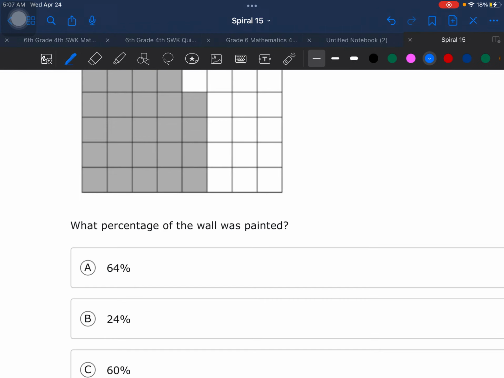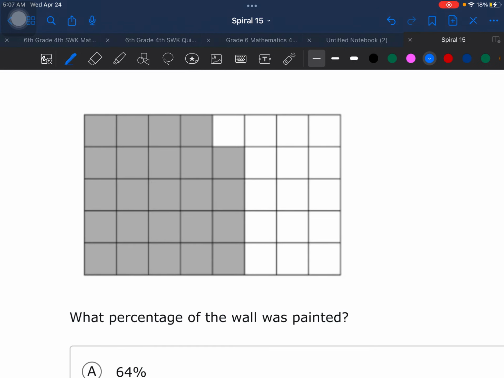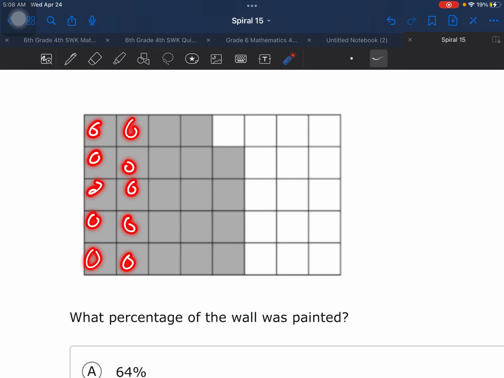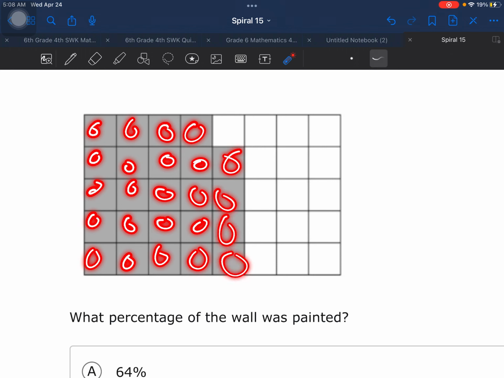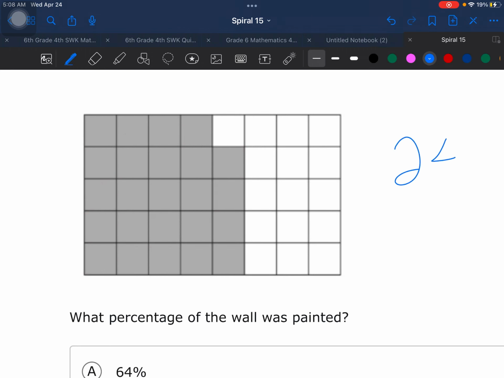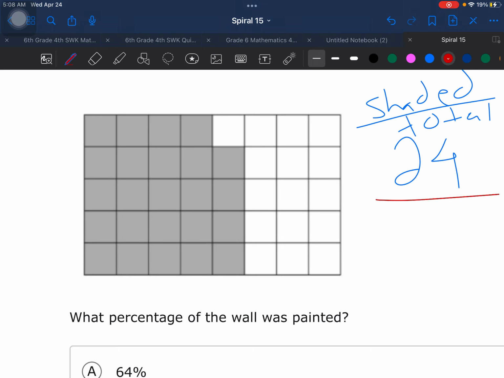15. What percentage of the wall was painted? We have to count how many. So 1, 2, 3, 4, 5, 6, 7, 8, 9, 10, 11, 12, 13, 14, 15, 16, 17, 18, 19, 20, 21, 22, 23, 24. 24 are shaded, chicos. Out of how many in total? ¿Cuántos en total? 25, 26, 27, 28, 29, 30, 31, 32, 33, 34, 35, 36, 37, 38, 40.